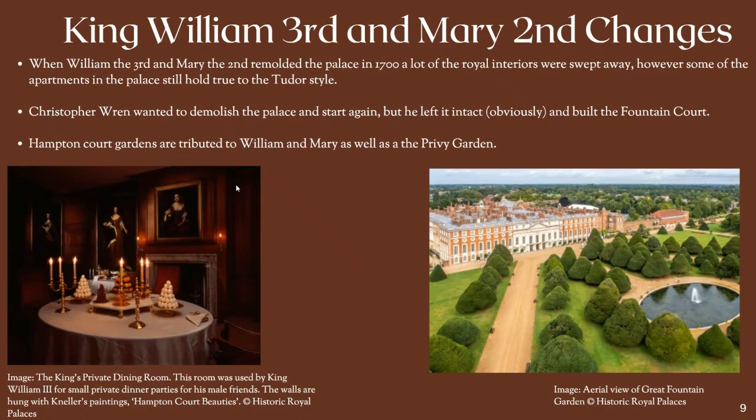So, King William III and Mary II's changes. When William III and Mary II remodeled the palace in 1700, a lot of royal interiors were swept away. However, some of the apartments in the palace still hold true to the Tudor style. Christopher Wren wanted to demolish the palace and start again, but he left it intact, obviously, and built the Fountain Court. Hampton Court's gardens are attributed to William and Mary, as well as the Privy Garden.